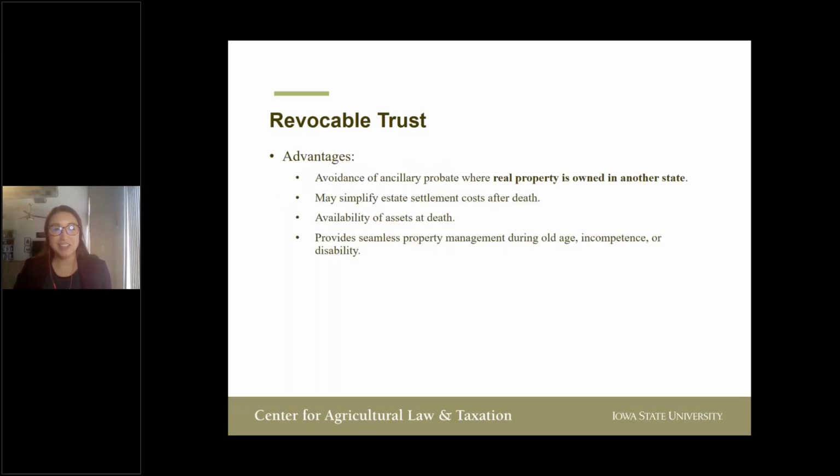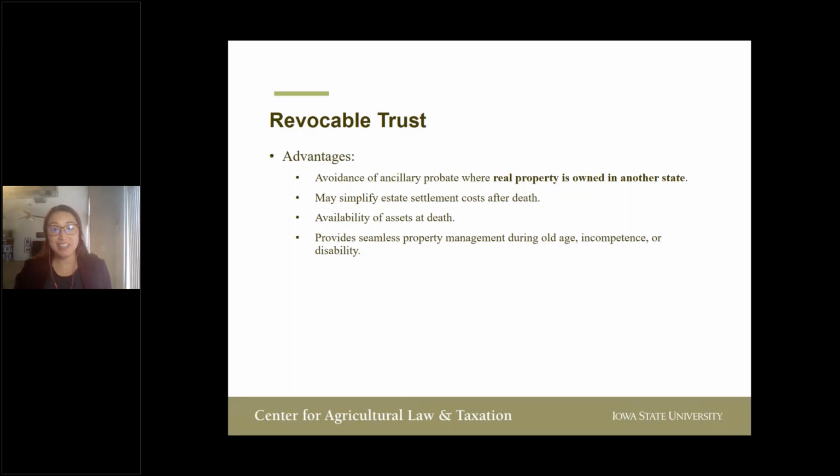So here are some of the advantages of why people like to use revocable trusts. And one of them is avoiding ancillary probate. And ancillary probate comes up when there's real property owned in multiple states. So for example, if you own a farm in Iowa and then have a vacation home in Florida, well, instead of personal property, where it's subject to the probate and will and trust laws of the state where the person passes away, real property is going to be under the jurisdiction of the state that it's in for probate purposes.